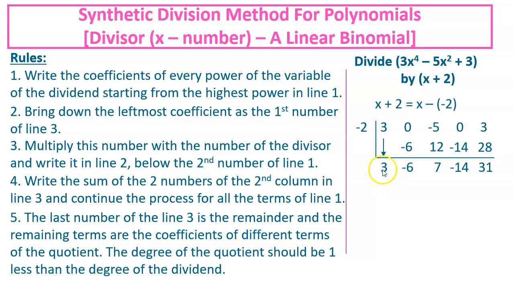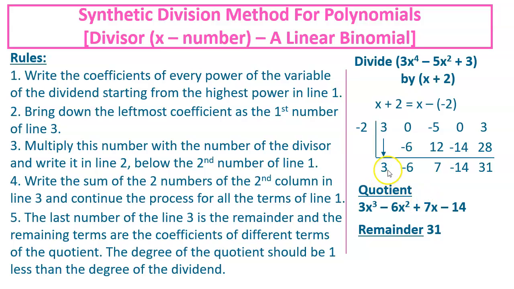And what do we mean by degree of the dividend or degree of the quotient? It is the highest power of x, or the variable, that is present in the expression. For this dividend expression, the highest power of x is 4. So in the quotient expression, the highest power of x will be 1 less than 4, that is 3. So the quotient will be a cubic polynomial.